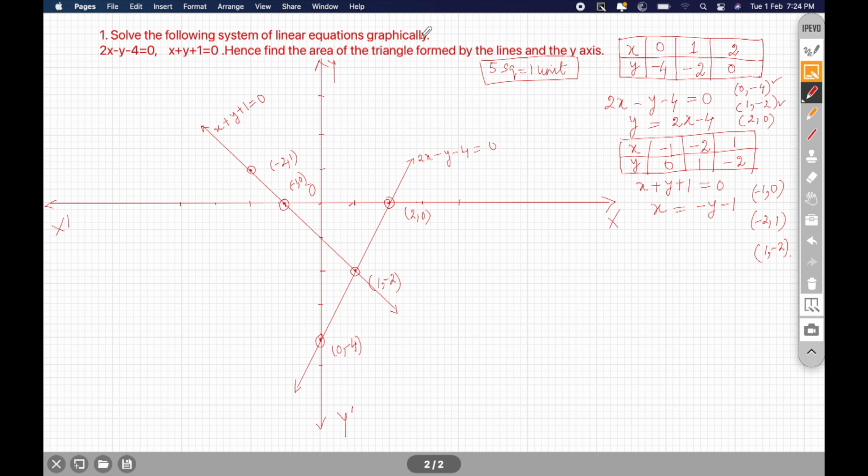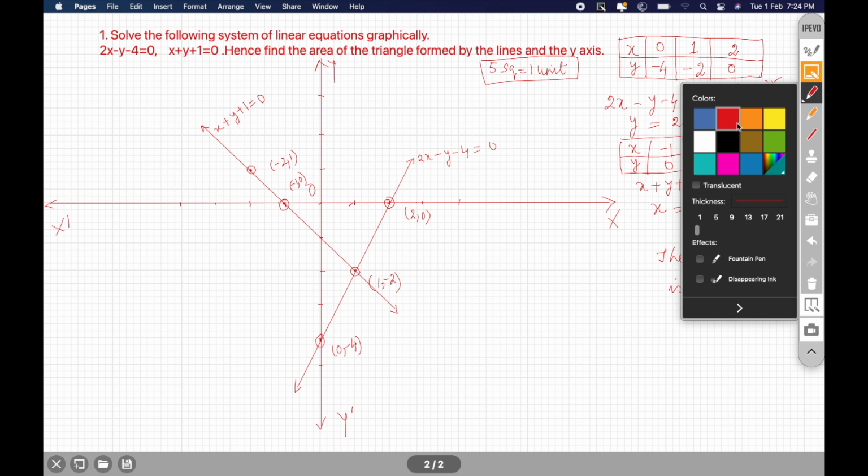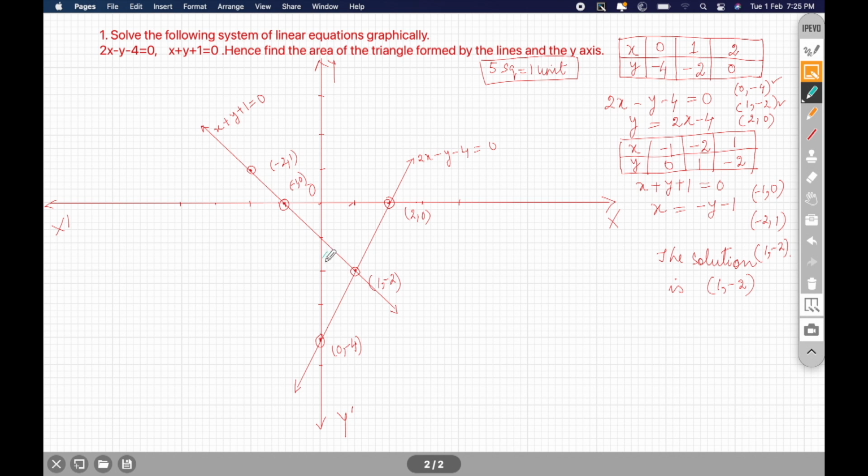You are asked to solve it graphically. So the solution of the two linear equations is the point of intersection of the two lines. So we have to write the solution is (1, -2). Next, find the area of the triangle formed by the lines and the y-axis. So let me shade the region. So this area is to be found out. Yes, this is the triangle formed by the two lines and the y-axis.